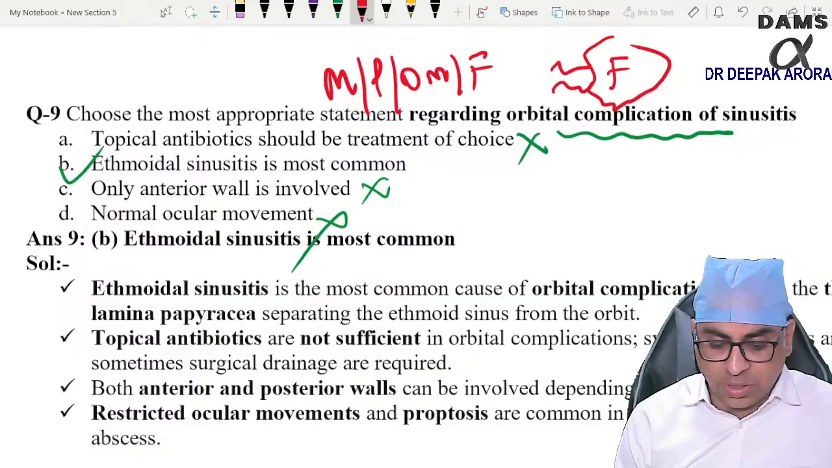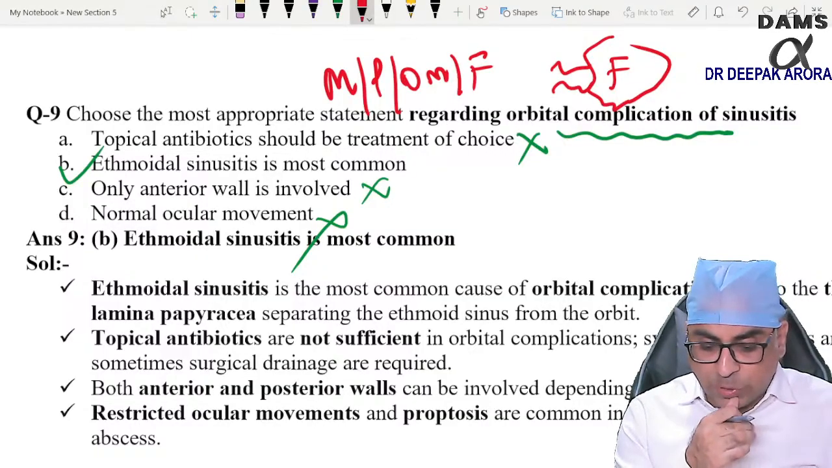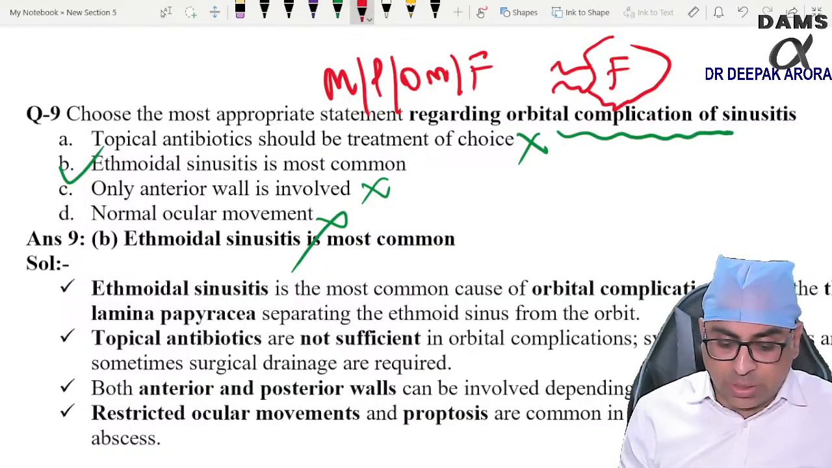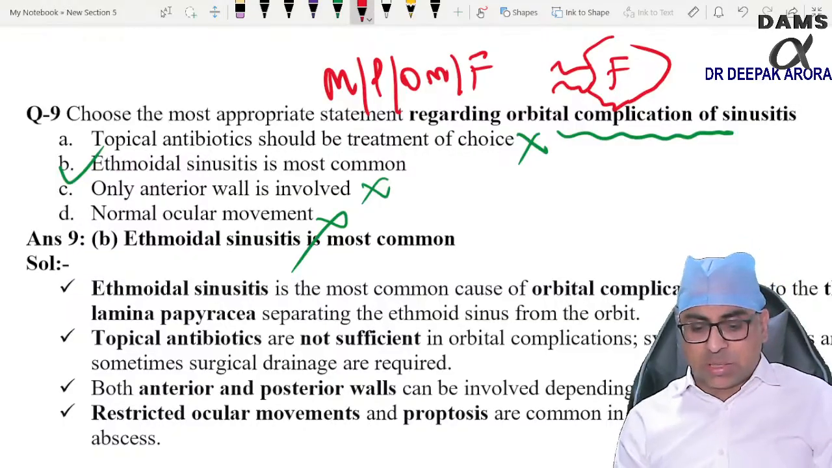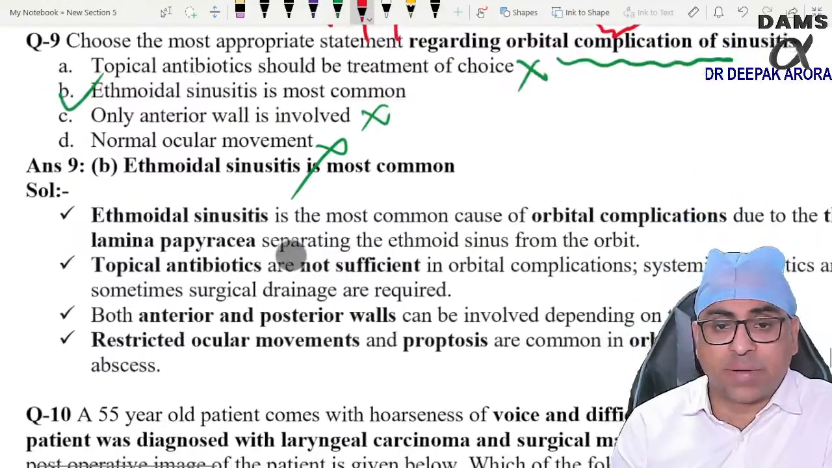Yes, beta, the left side had the air-bone gap and on the right side there was no air-bone gap. Clear? So it was left conductive deafness, left conductive.